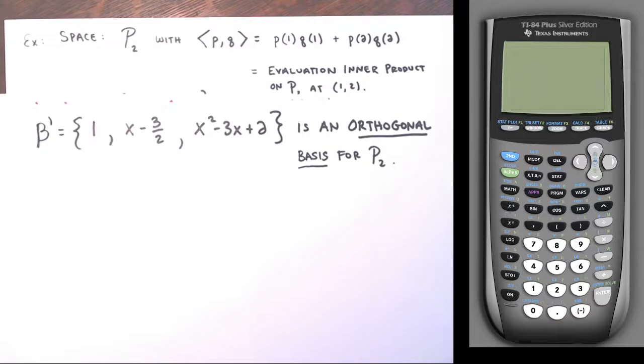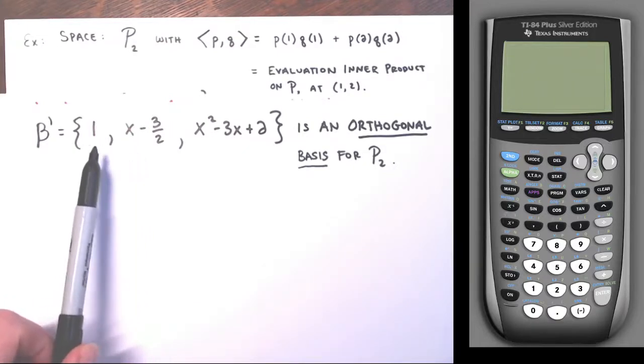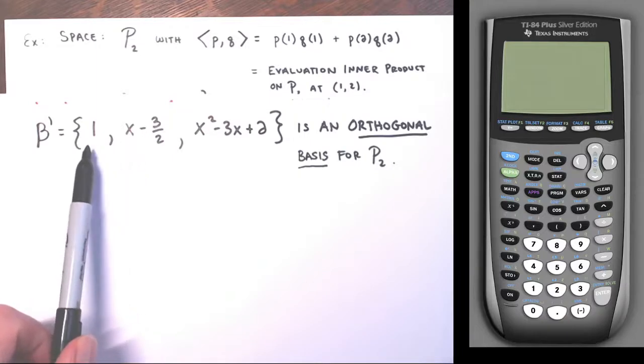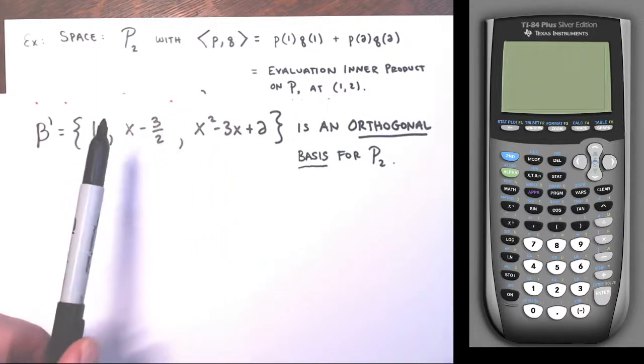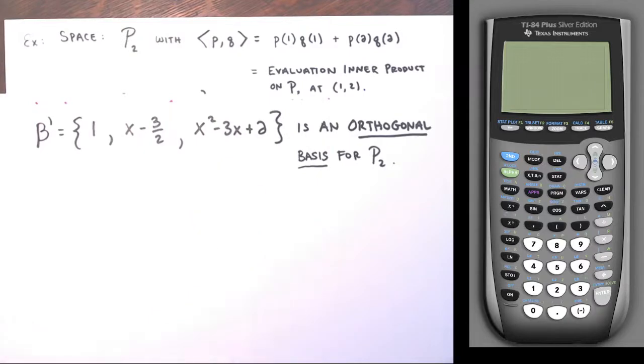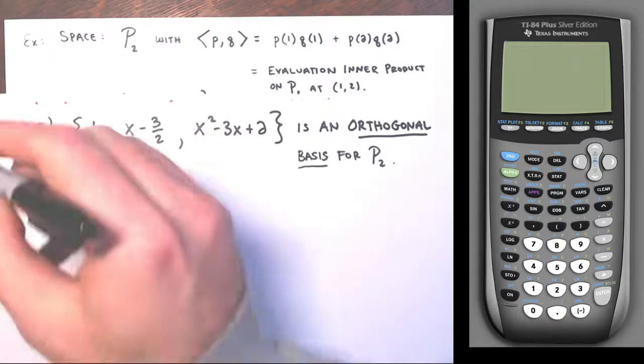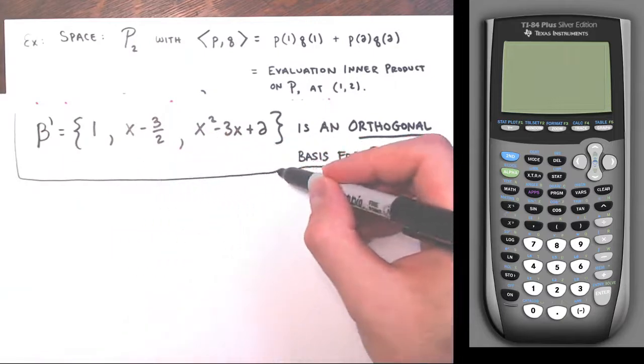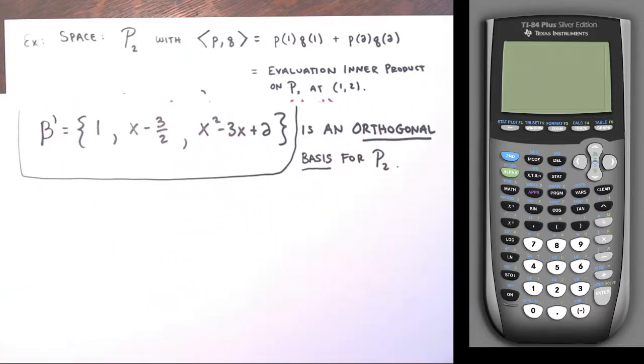And you can double check if you'd like. Take the inner product of the first and the second, take the inner product of the first and the third, take the inner product of the second and the third, and you should get 0. All right. So now I have an orthogonal basis for P2 under this inner product. Let's find an orthonormal basis. So I want the norms of these. I'm going to normalize these.